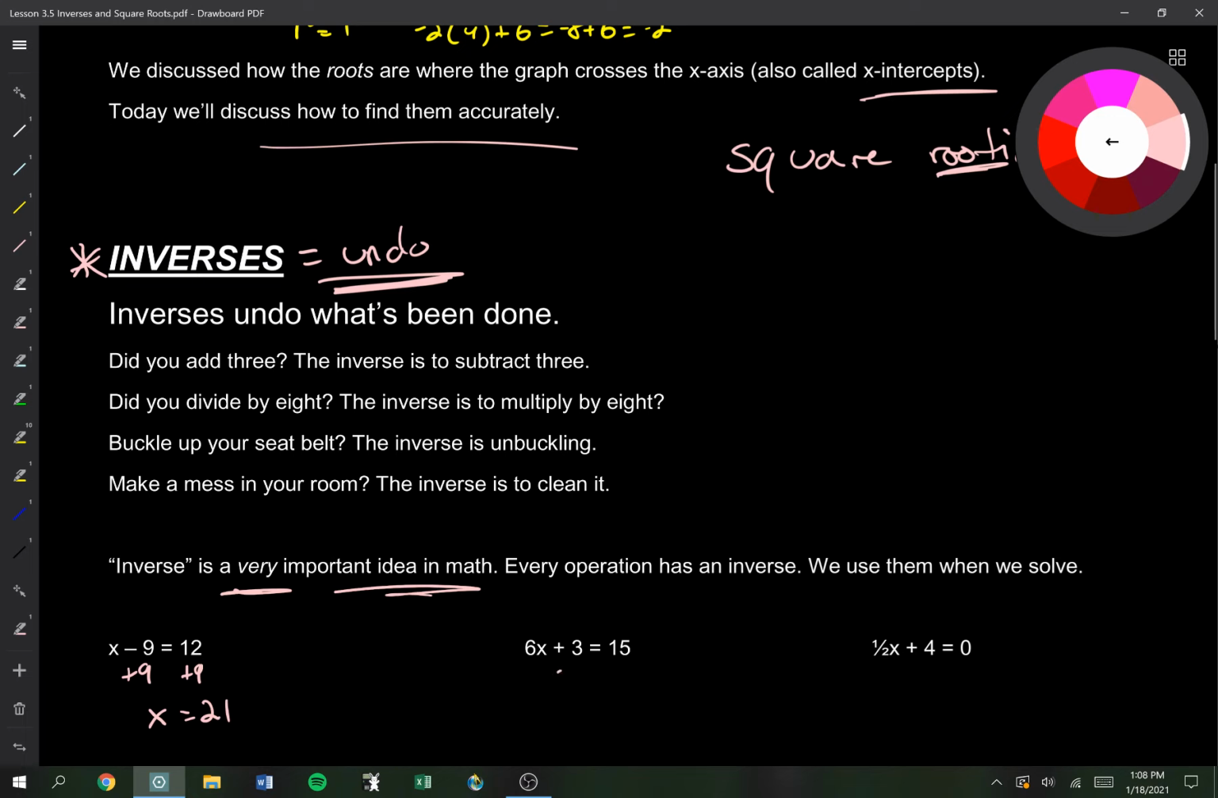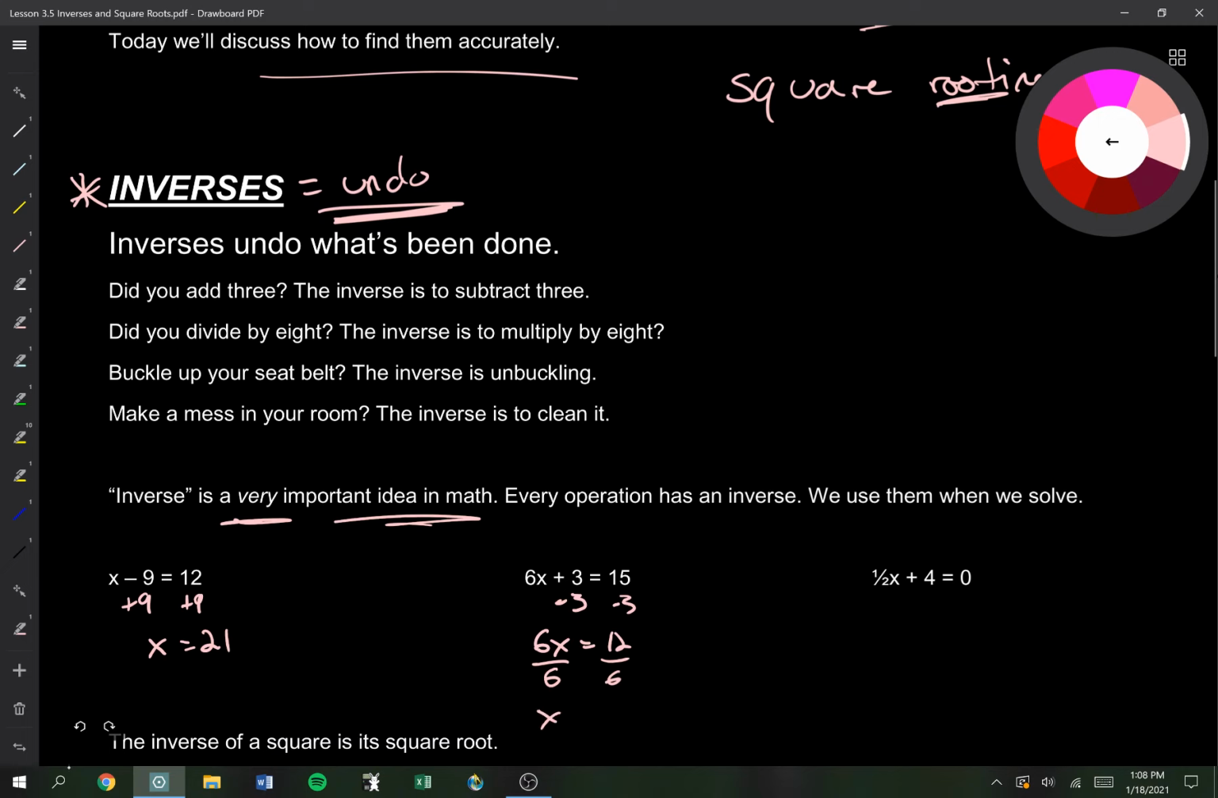And here we would do the inverse of adding, leaving us with 6x equals 12. Well, this is 6 times x. The inverse of multiplication is division. And we're going to get that x equals 2. Here, the inverse of addition is subtraction. We get 1/2 x equals negative 4.